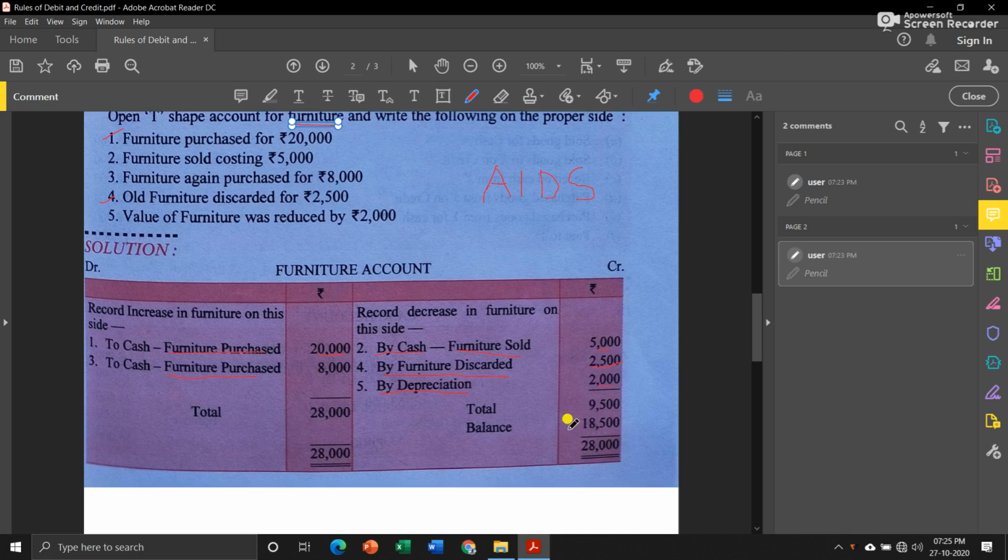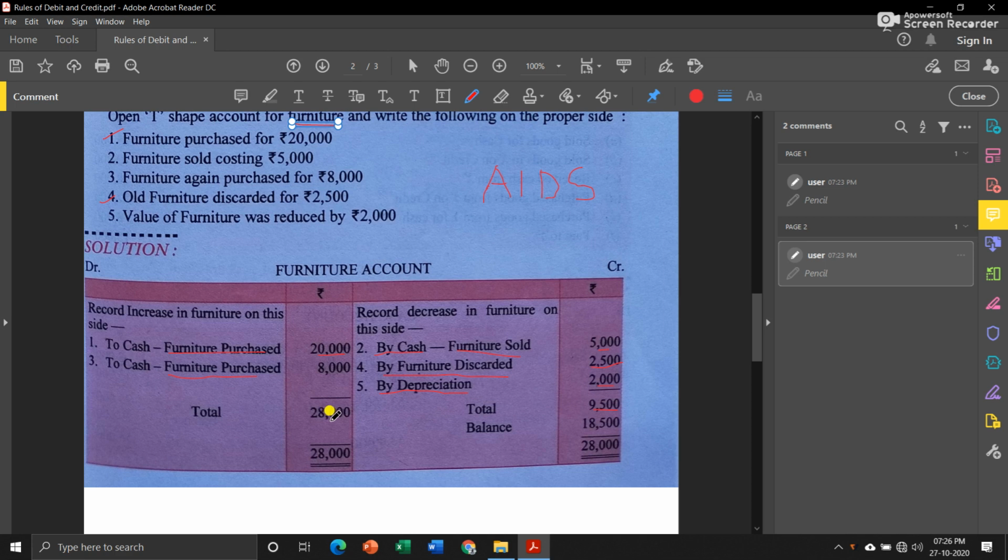Now after recording all the transactions on debit and credit side, we will find out the total of both the sides. The total of debit side is 20 plus 8,000, that is 28,000, and the total of credit side is 9,500. Now see, on debit side we have 28,000 and on credit side we have 9,500, so there is some difference.